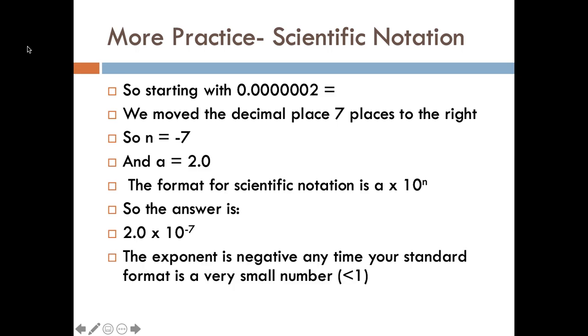The exponent is negative anytime your standard format is a very, very small number, which I think 0.0000002 qualifies as a very small number.